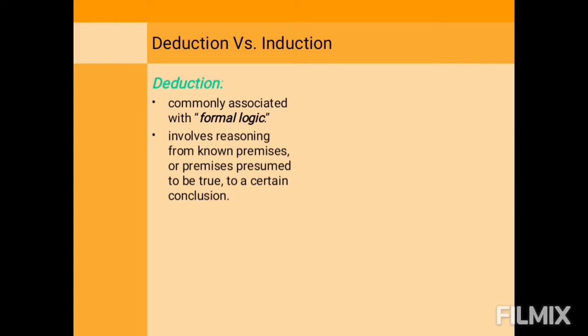Alright, so let's talk about deductive reasoning, or what we call the process of deduction. Deduction is commonly associated with formal logic, and it involves reasoning from known premises, or premises presumed to be true, to a certain conclusion. The conclusions reached are certain, inevitable, inescapable.